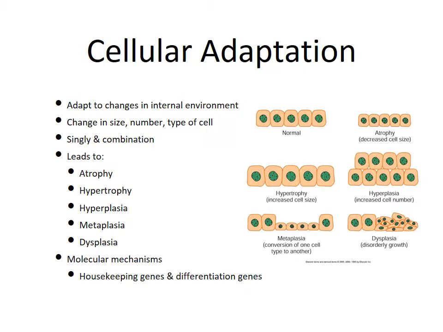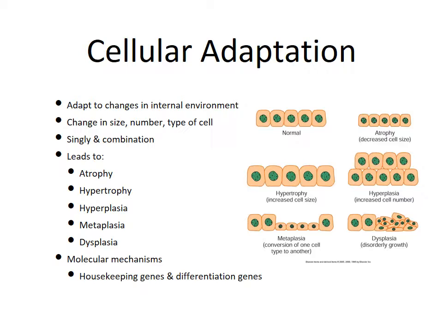Some change their size, some proliferate, some reduce their numbers, some change what type of cell they even give rise to. Some have a single mode of action, others have multiple modes of actions. Essentially, it leads to these 6 categories that we're going to look at: atrophy, hypertrophy, hyperplasia, metaplasia, and dysplasia.